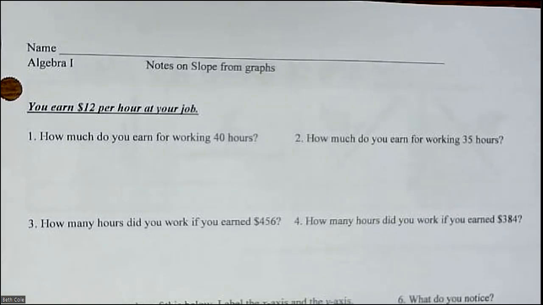All right, you earn $12 per hour at your job. How much do you earn for working 40 hours? How would you get that answer? If you make $12 an hour and you work 40 hours, how could you get how much money you make?